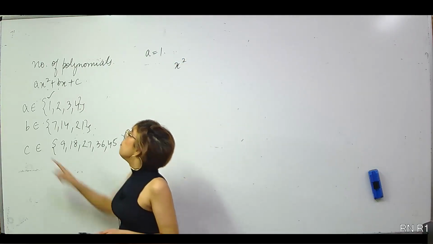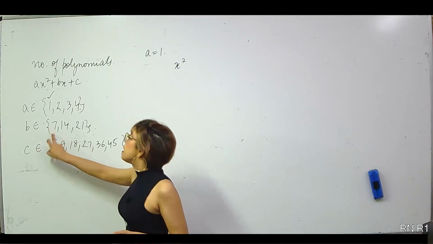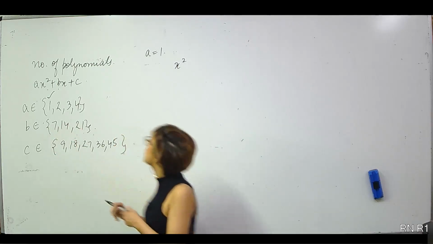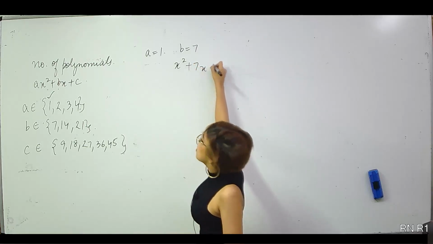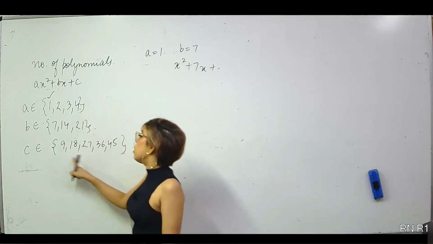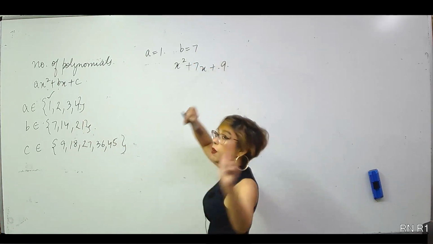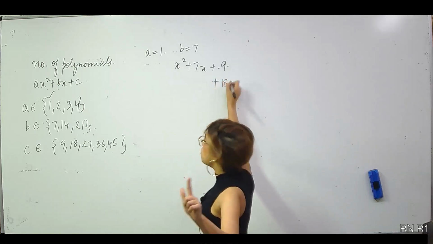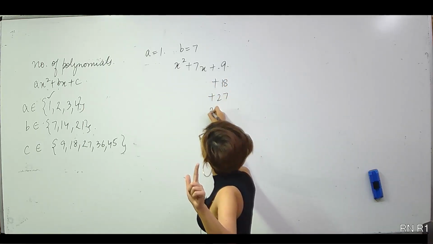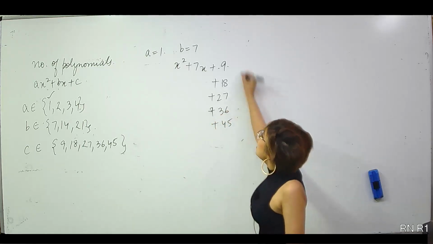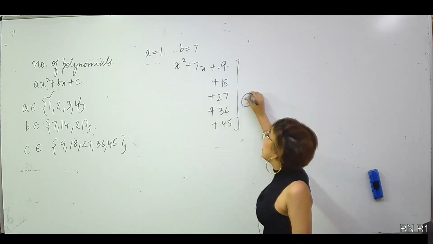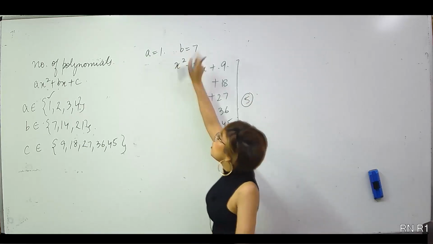B belongs to this collection, that means B can be 7, 14, 21. So let me take B as 7, so plus 7x plus. Now C can be either of these, so it can be 9. That is one polynomial. It can be 18, another polynomial, 27, another, 36, another, 45, another. These are the 5 polynomials that I'm getting when A is equal to 1 and B is equal to 7.